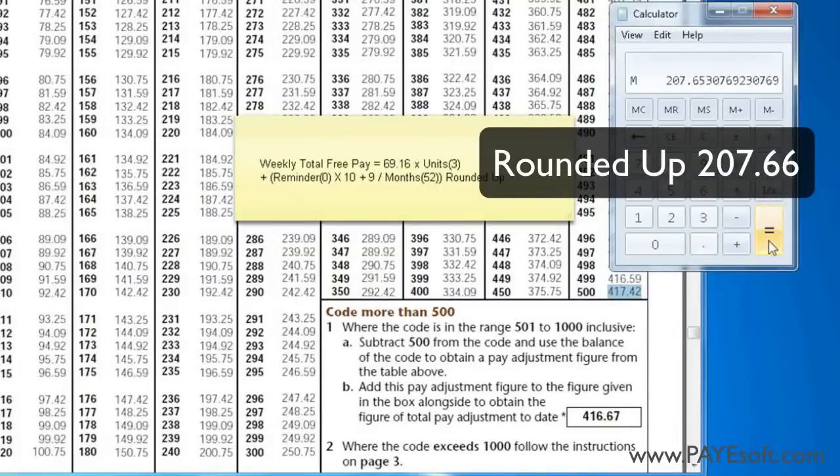For more information about your tax code, see our video, What Does My Tax Code Mean? In the next video, I'll show you how to use the tax tables.